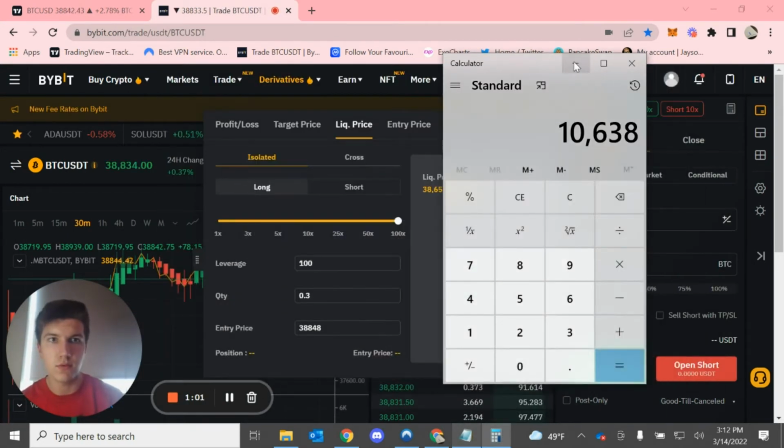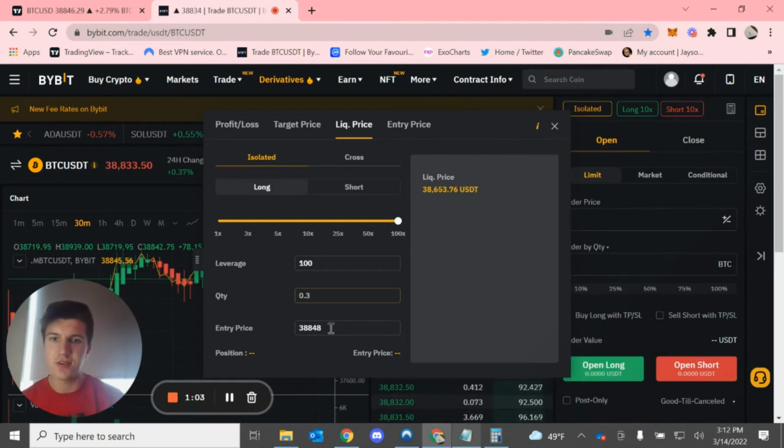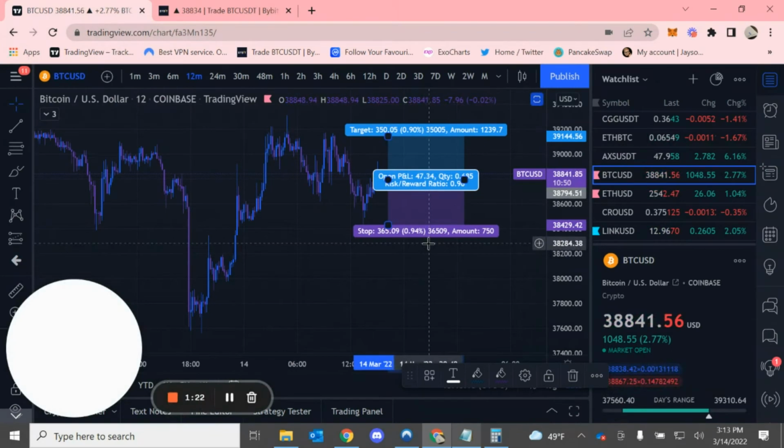So bear with me, please. What we're going to do is just hit enter, and here your liquidation price comes up. Now you check to see if this liquidation price is, in this case, since we're longing, smaller than the stop loss amount.